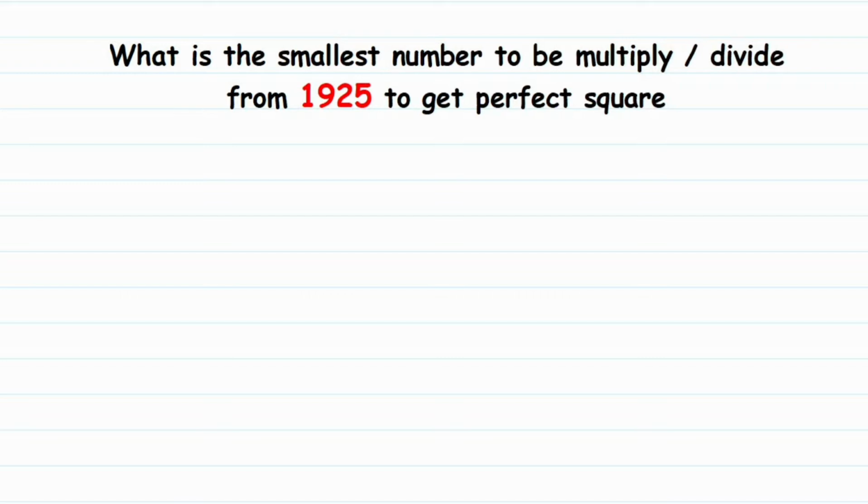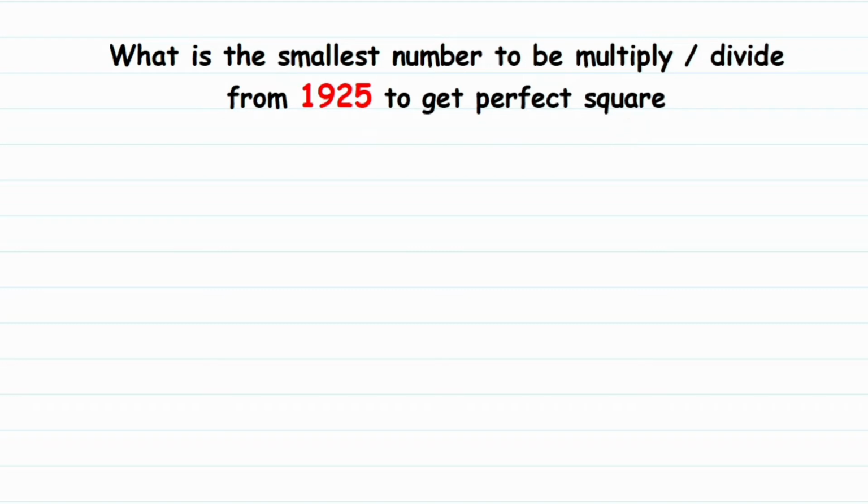Hi there. So this question was asked in a comment section. I'm solving for I10 Gamer. He asked this question here. The question is: what is the smallest number to multiply or divide from 1925 to get a perfect square?